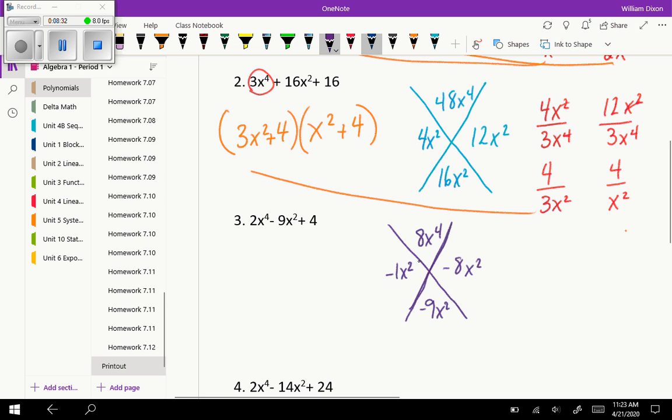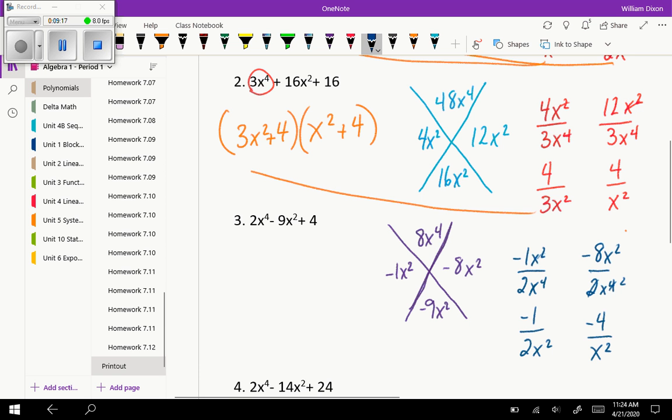Okay, same step. So I'm going to have negative 1x squared over 2x to the fourth, because that's my first term. Then I'm going to have negative 8x squared over 2x to the fourth. The first one is going to be negative 1 over 2x squared. And then the second one, when I reduce it, is going to be negative 4 over, that cancels, that's going to be 2, so it's going to be x squared.